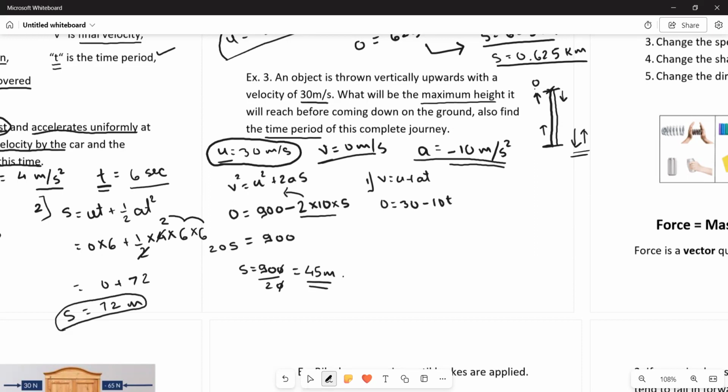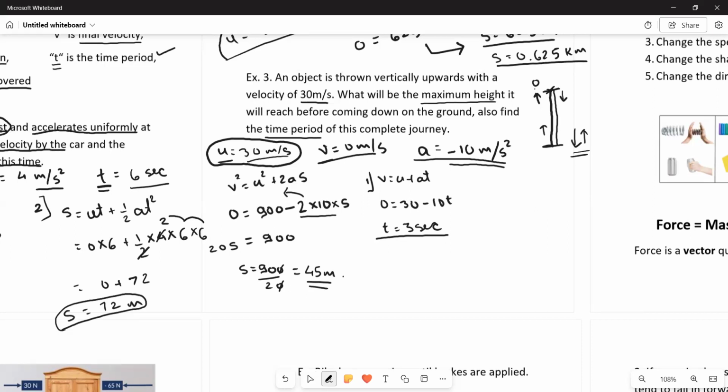And from this, after simplifying, we get the value of t as 3 seconds. So the time period to reach the maximum height is equals to 3 seconds. Okay. So now as we have reached the maximum height, v will be equals to 0, and our initial velocity was 30.